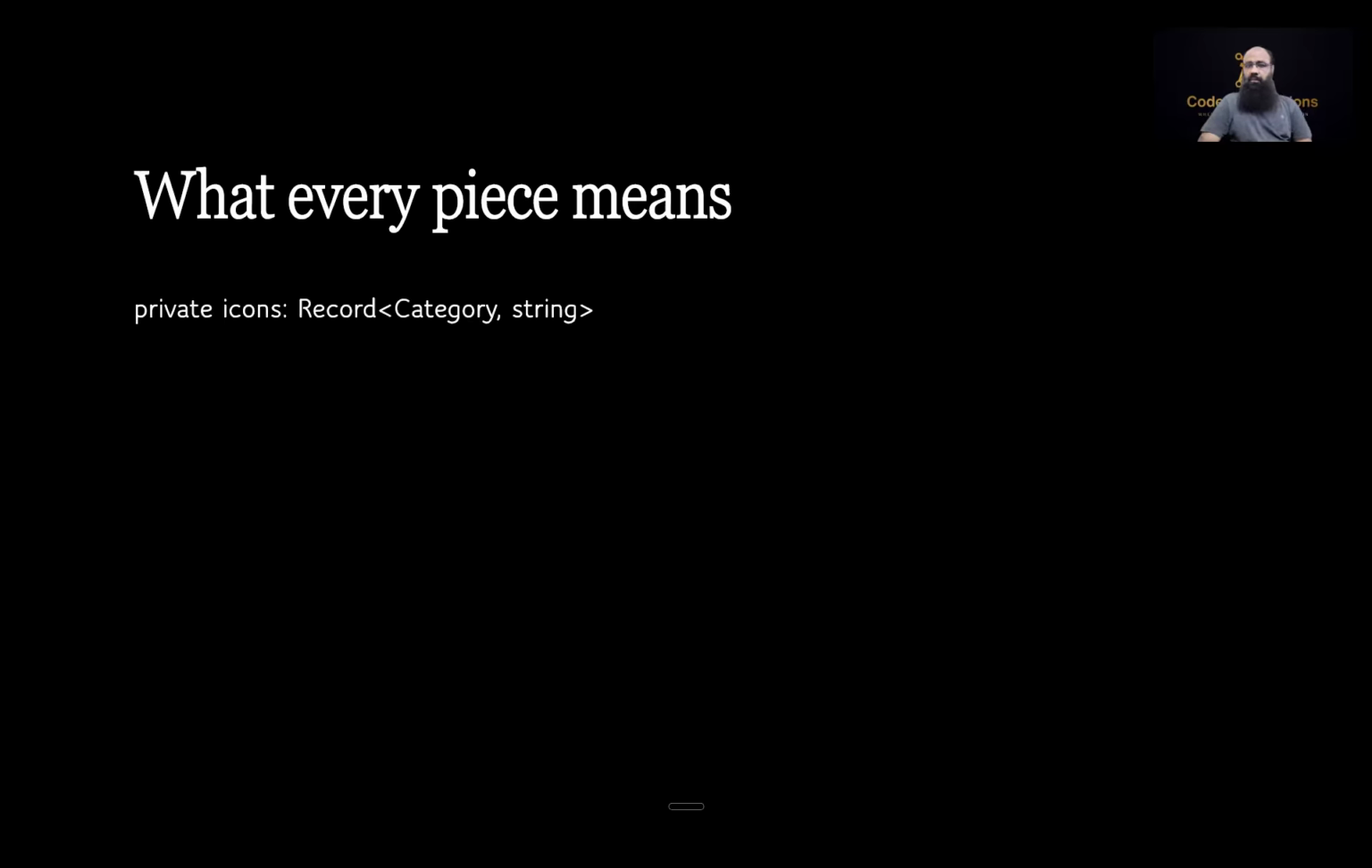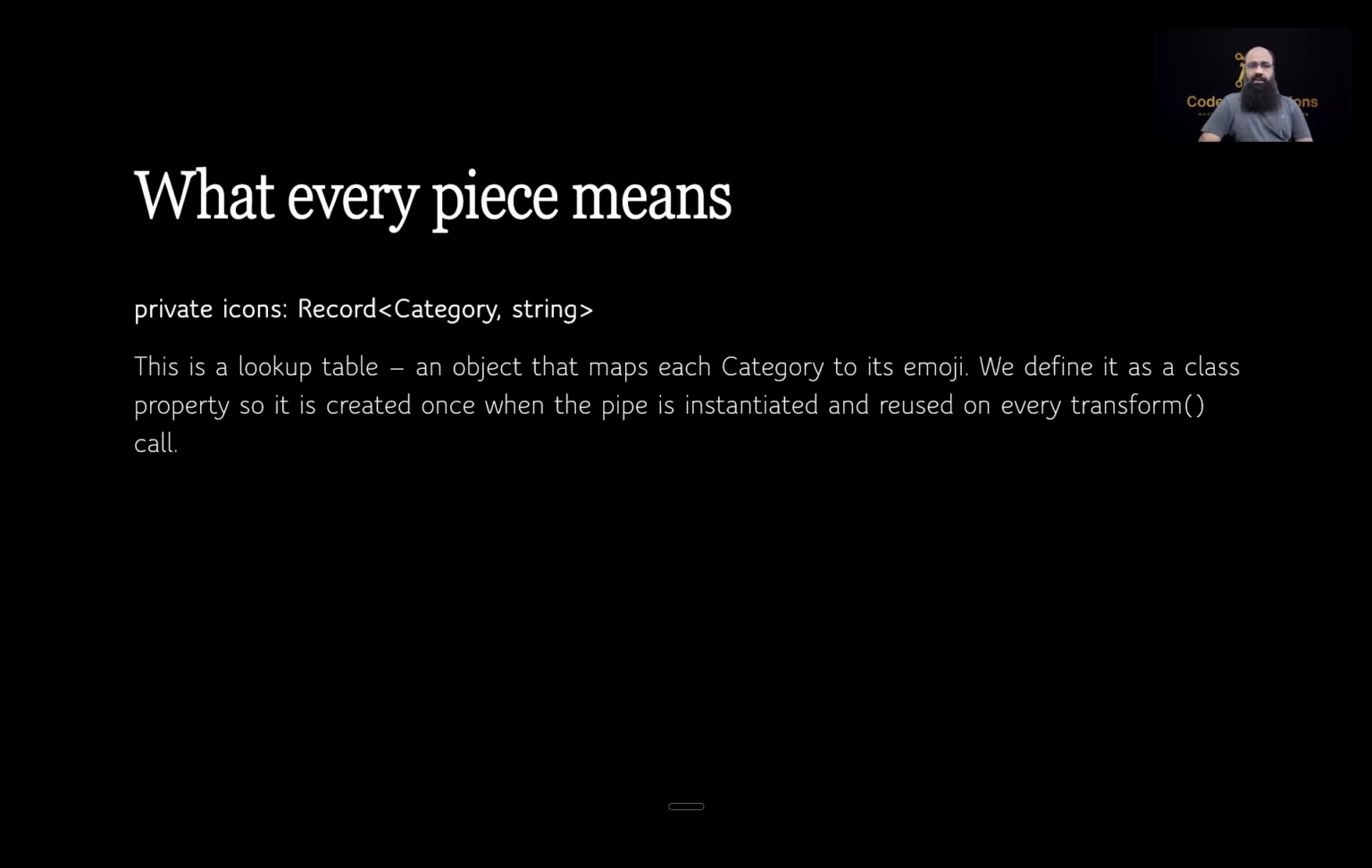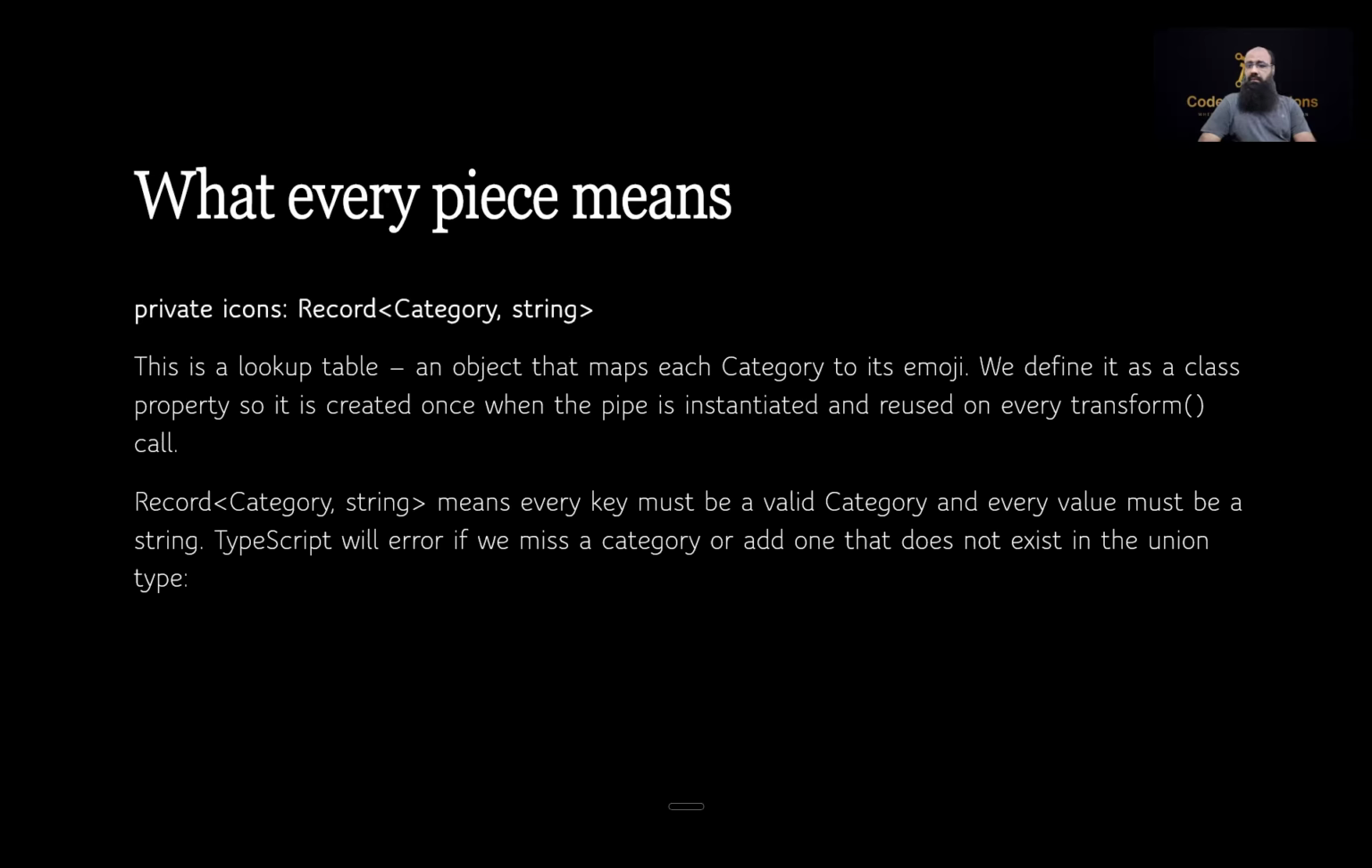So we are using a private icons, and the Record type has been used for category and string. Again, this is a lookup table, an object that maps each category to its emoji. We are going to define it as a class property, so it's created once when the pipe is instantiated and reused on every transform call. This means every key must be a valid category and every value must be a string. TypeScript will error if you miss a category or add one that doesn't exist in the union type.